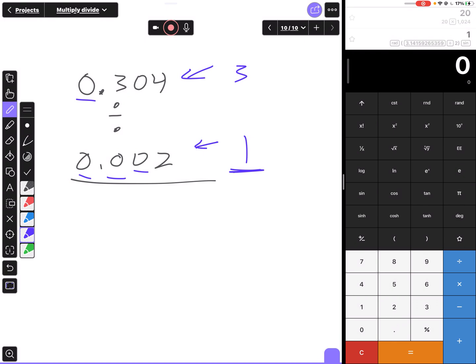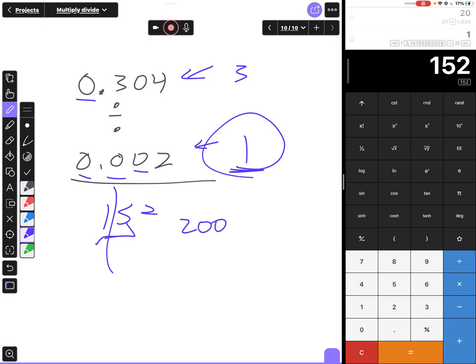So we take 0.304 and then divide that by 0.002. We get exactly 152. How can we have our answer have one significant figure? How can we round 152? Well, we would have to round it right there, and we'd have to either round it down to 100 or round it up to 200 to make it have one significant figure. That 5 would make the 1 round up, so our answer would be 200.